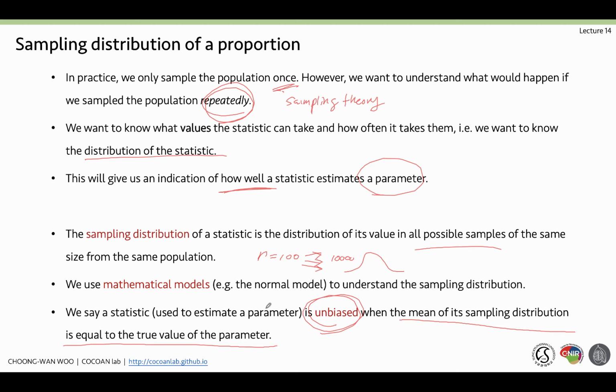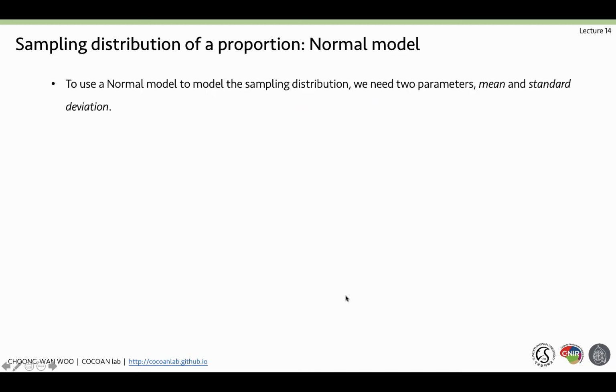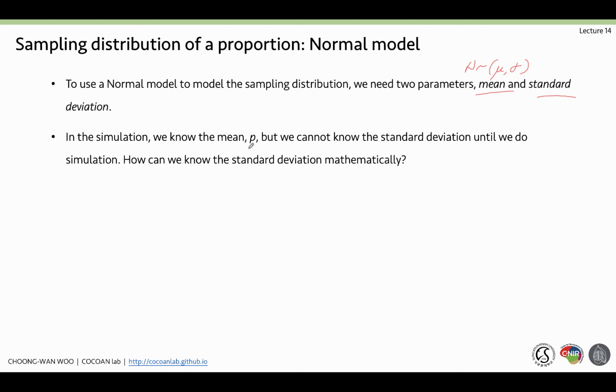Then we can use a normal model to model the sampling distribution, and to do that we need two parameters, mean and standard deviation, because a normal model is always described with the mean and standard deviation. In the simulation we did, we know the mean, that is p, but we cannot know the standard deviation until we do the simulation.